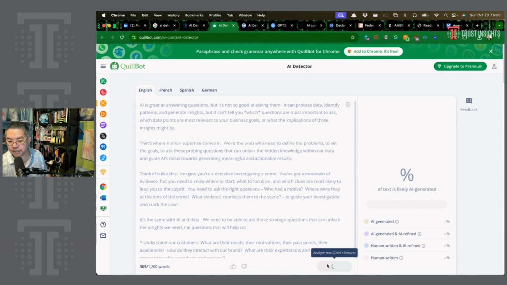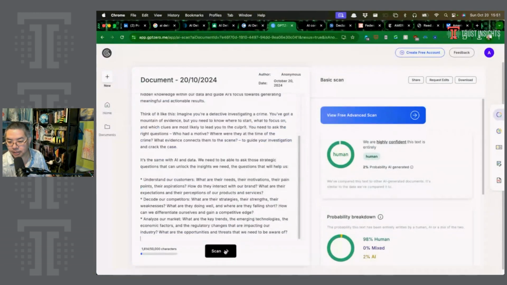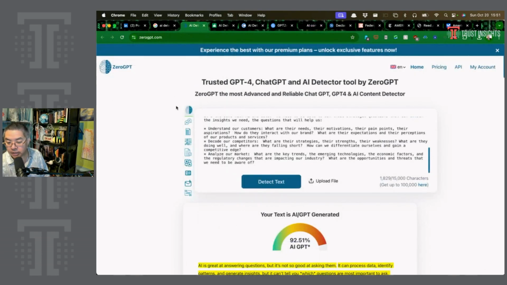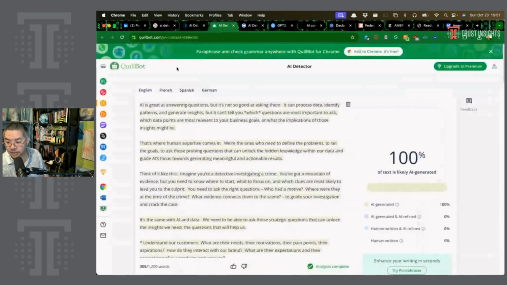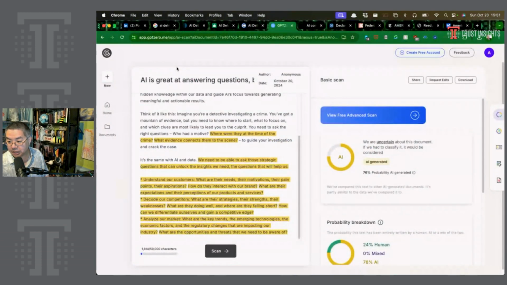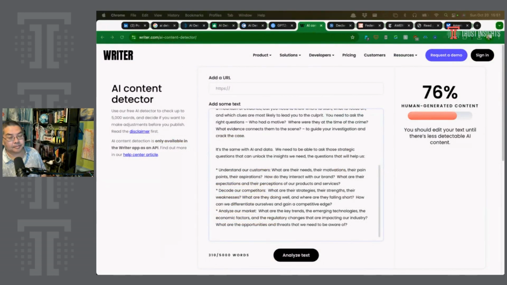Again, this is derived from my words. I'm probably going to hit the daily limit on that one. That's okay. And let's see how we did here. So 92% AI generated, 100% AI generated for that one. Hit daily limit, 76% AI generated there, 76% human generated.